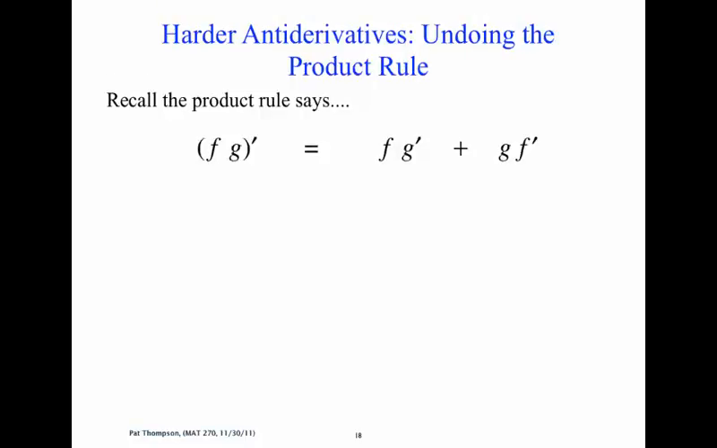Okay, recall the product rule says that the derivative of the product of functions is not the product of the derivatives. Right? Although it's been tried by many students through the ages, it's not f prime times g prime. It's this here: the first times the derivative of the second plus the second times the derivative of the first. That's the product rule.